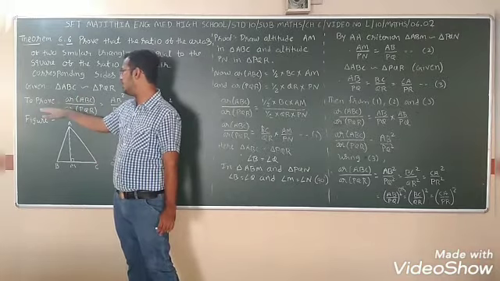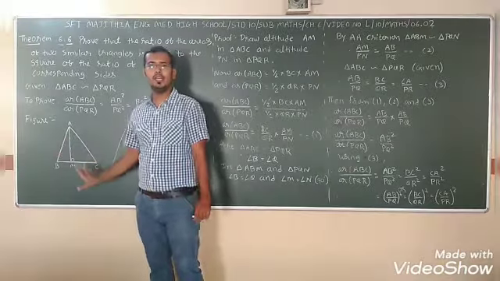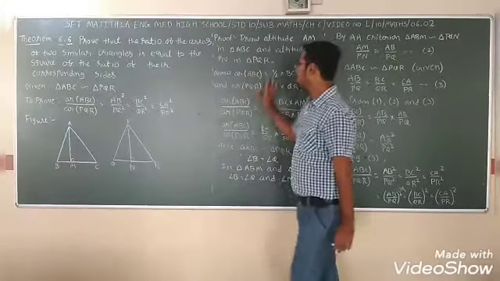And you have to make sure you write it in this order: first given, then to prove, then figure. In the figure, you don't write anything, only your figure in the center of your paper. Then proof.